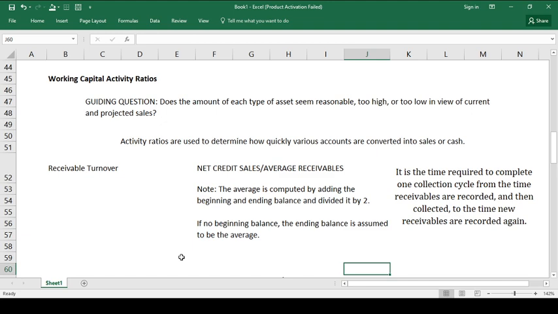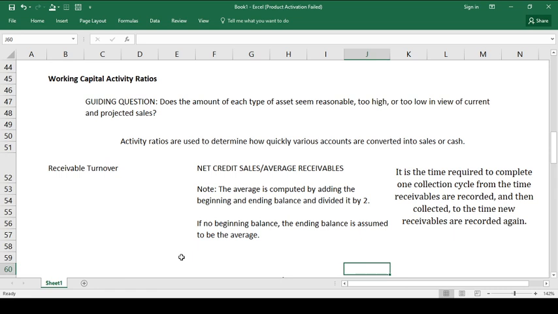So what is the purpose of the receivable turnover? The receivable turnover, it is the time required to complete one collection cycle from the time receivables are recorded and then collected to the time new receivables are recorded again. So ano po ba ibig sabihin ng receivable turnover? Ito, once we compute the receivable turnover, this is the number of times, ilang beses po sa isang taon nagkakaroon po ng utang ang company, nagkakaroon po ng receivable, hindi po totally utang ha, receivable yung isang company.